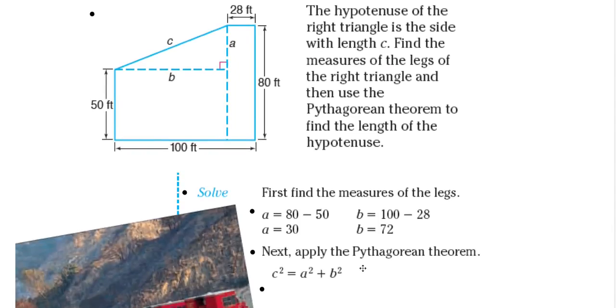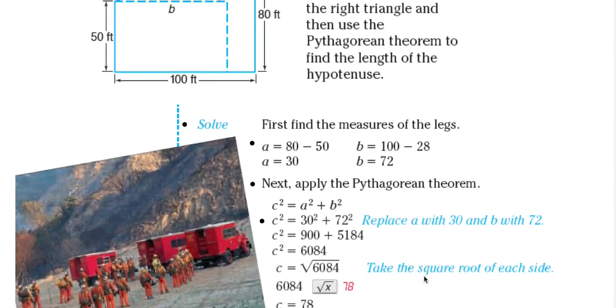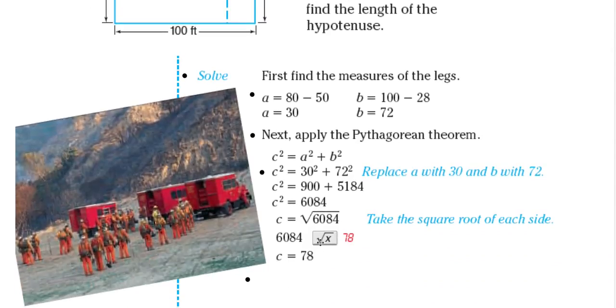After that, apply the Pythagorean theorem, c squared equals a squared plus b squared, now that we know A and B. So c squared equals 30 squared plus 72 squared, 900 plus 5,184. 6,084 is the sum. Solve for c, get the square root of both sides. Use a calculator, punch in 6,084 and the radical sign, the radical x button. The answer would be 78. So the value of c is 78.